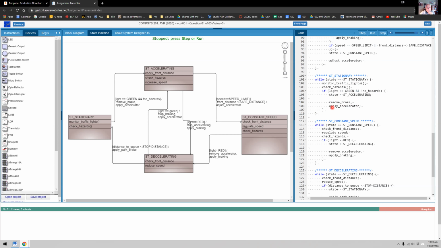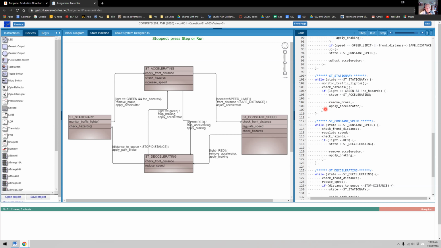And of course, then you want to apply the accelerator, which would be another function. So you can see what's going to happen here is that we initially had the value of the variable state was 1 value, and it was in here continuously doing this. When it checked and found that the light was green and there were no hazards, then what happened was it changed the value in the state variable, removed the brake, applied the accelerator.